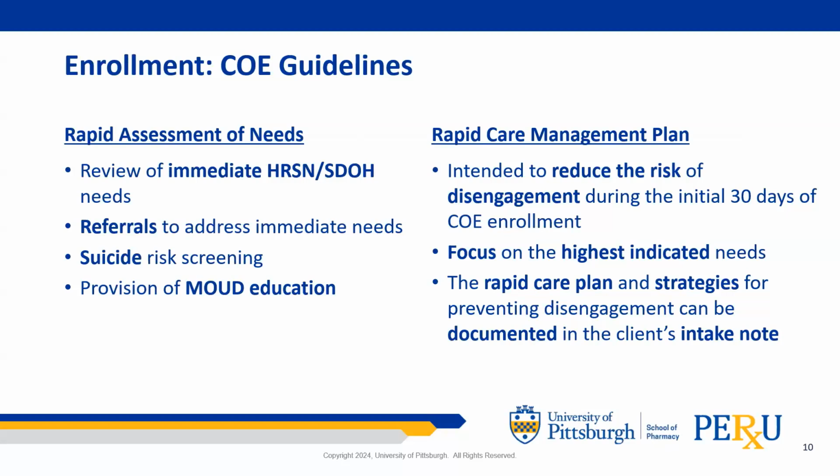A few items mentioned in the enrollment section may be new terminology, but may be things that many COEs are already completing. The rapid assessment of needs can be brief to cover basic requirements, including a review of immediate HRSN/SDOH needs, referrals to address these immediate needs, a suicide risk screening, and the provision of MOUD education. More detailed data collection can be collected over the following days or weeks.